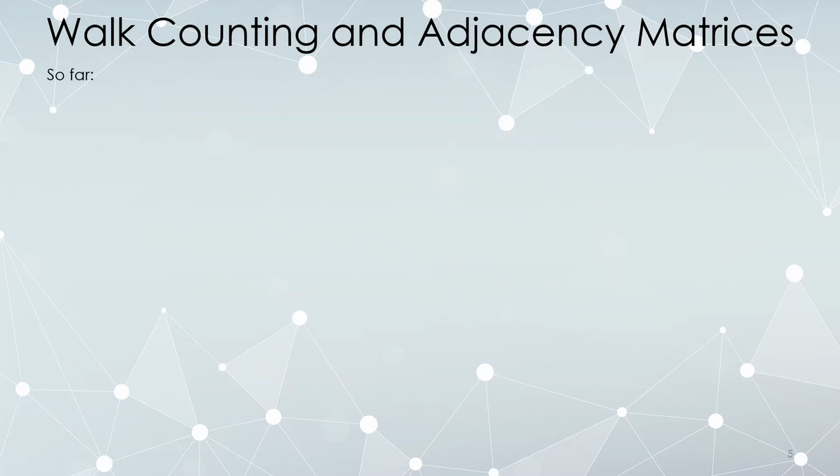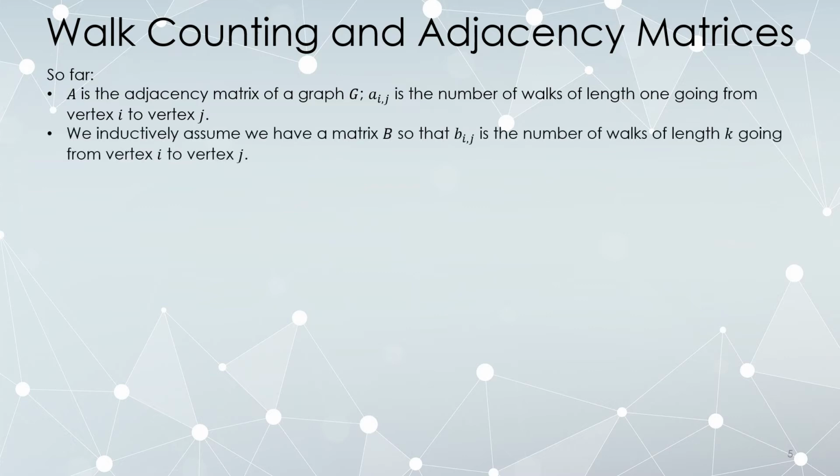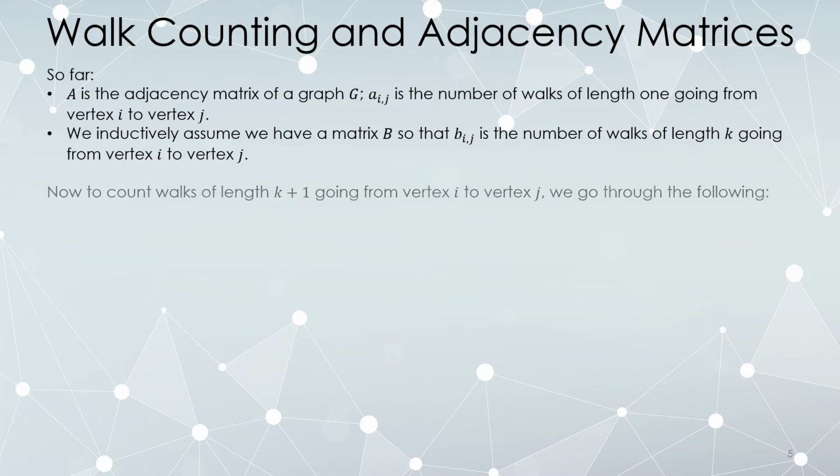So far what we've done is, we have an adjacency matrix A. A sub ij is the number of walks of length 1, in other words, edges, going from vertex i to vertex j. Now we've assumed inductively that we have a matrix B whose entries tell us how many walks of length k go from one vertex to another.